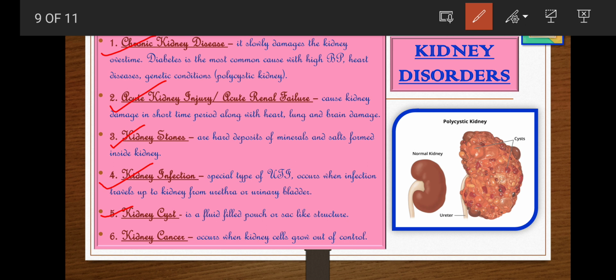Next comes kidney cancer, the last disease. Kidney cancer occurs when the cells in the kidney grow out of control. The most common type of kidney cancer is called renal cell carcinoma, accounting for about 90% of all kidney cancers. Other types of kidney cancers include transitional cell carcinoma and renal sarcoma.